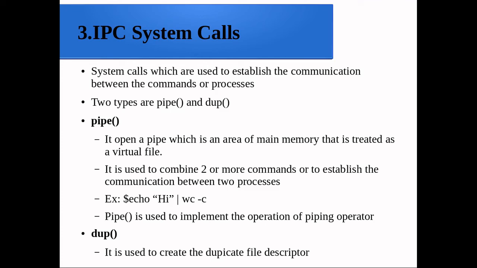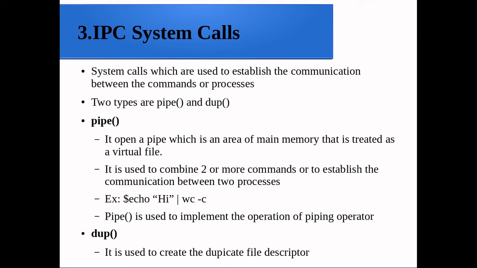It allows the processes to interact with each other. What is the function of the pipe operator? In the same way the pipe system call is used. It will open a virtual file, that is nothing but an area of memory. It is used for interprocess communication.